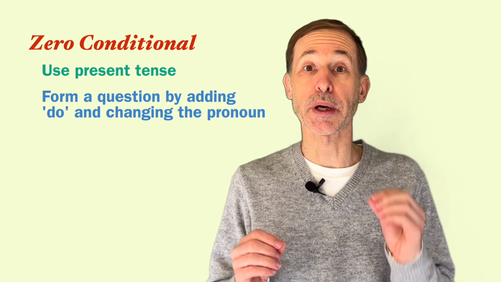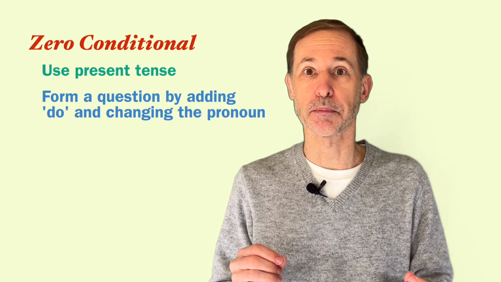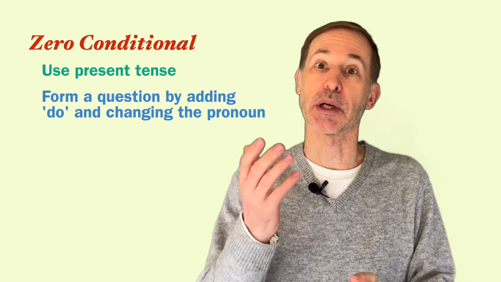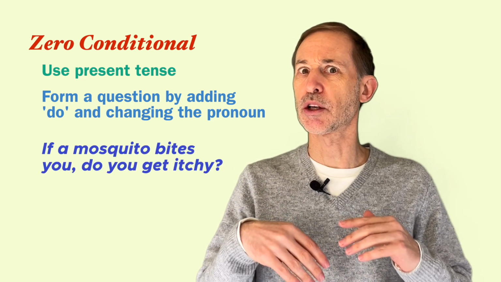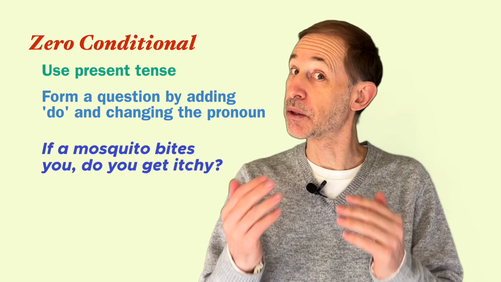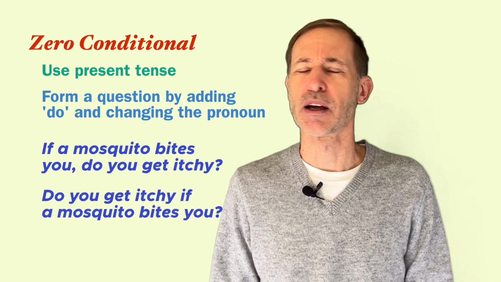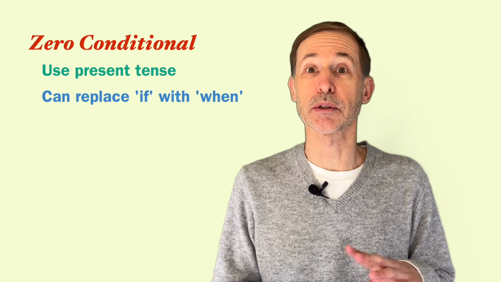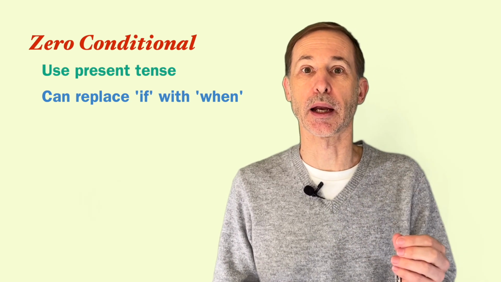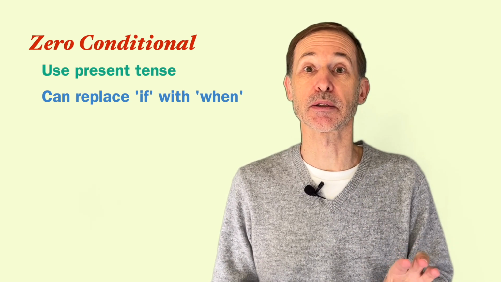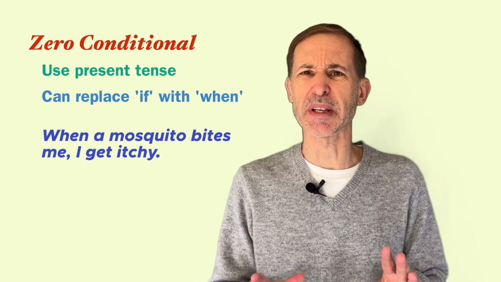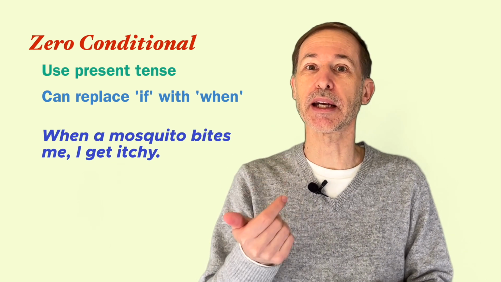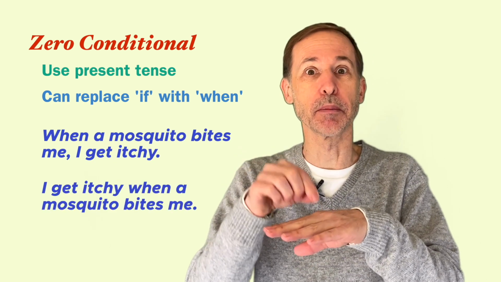We can form a question with zero conditionals by adding do and changing the pronoun. So for example, from I to you. If a mosquito bites you, do you get itchy? Do you get itchy if a mosquito bites you? In zero conditionals, we can replace if with when, and the meaning of the sentence stays the same. When a mosquito bites me, I get itchy. Or the other way, I get itchy when a mosquito bites me.